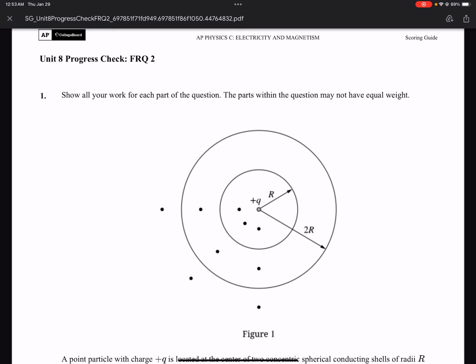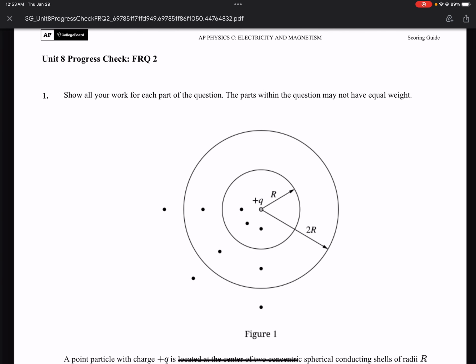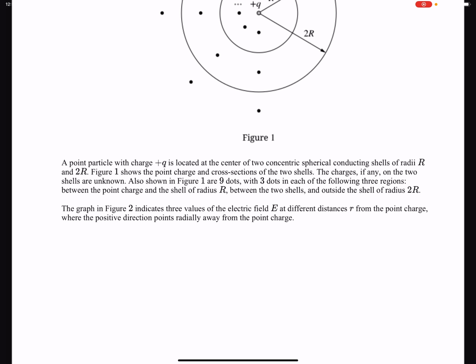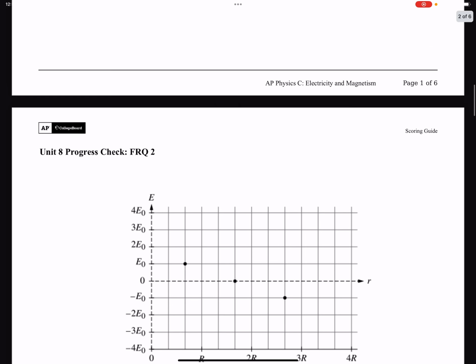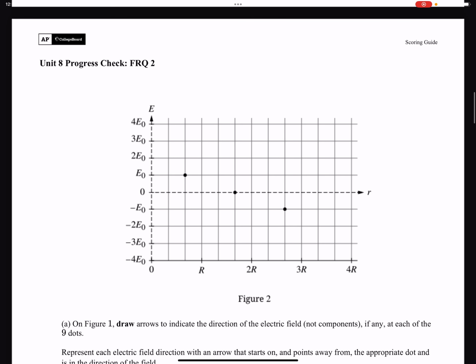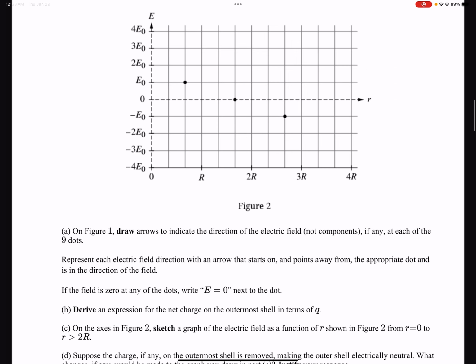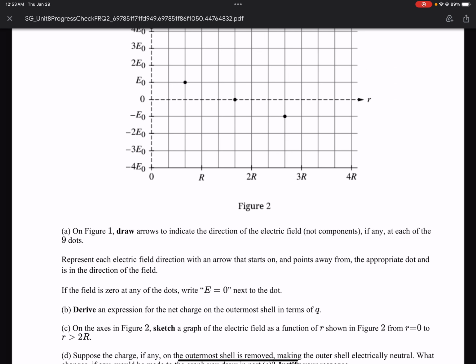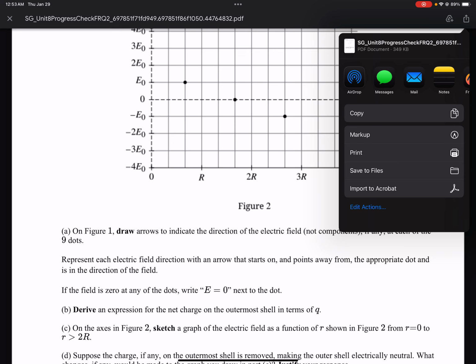So here we have some sphere with some charge inside the sphere, and we have these shells of conductors, these little concentric shells of conductor lying within the sphere, and we're basically going to determine what the electric field is at these distances. Here we have a plot that tells us the electric field strength. I've got to set up the edit PDF. All right, markup.